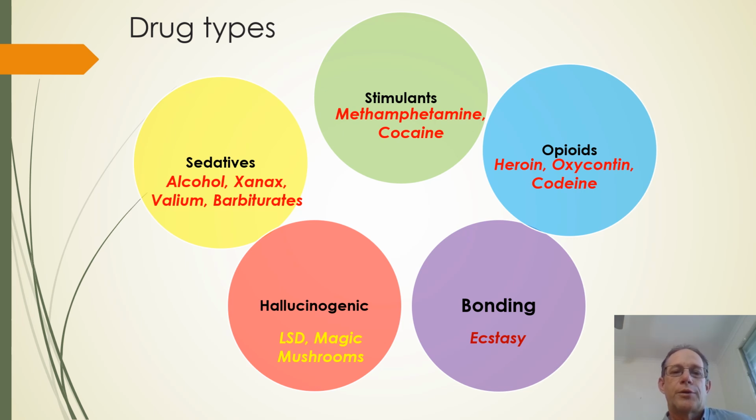Many of these substances do cross over into other groups. Cannabis fits somewhere between the sedative group and the hallucinogenic group, and it also has other effects such as anti-nausea and some pain relief in its own right.